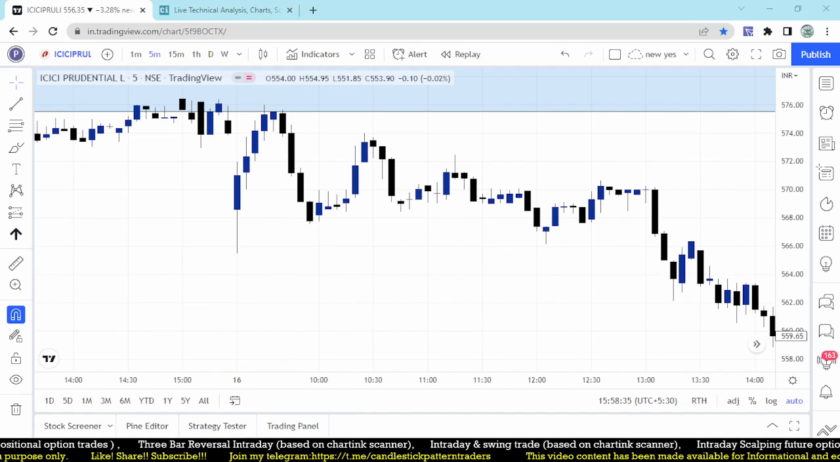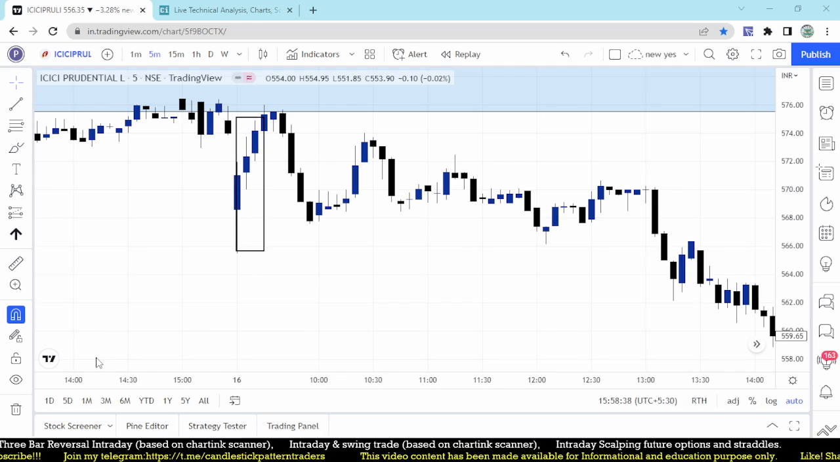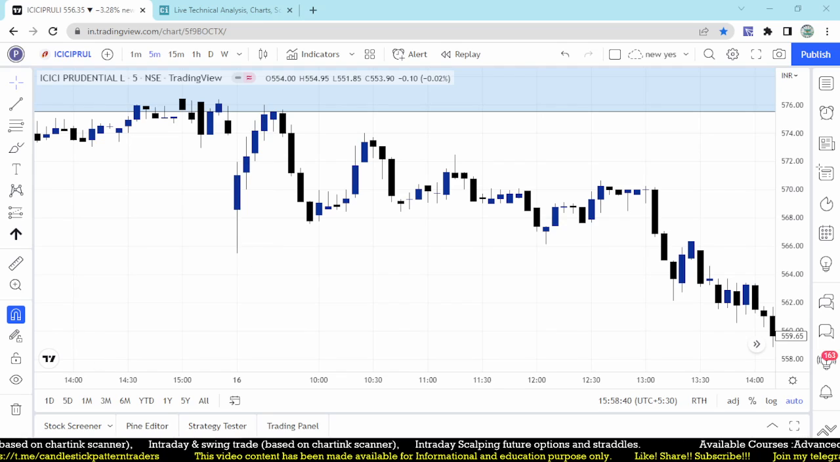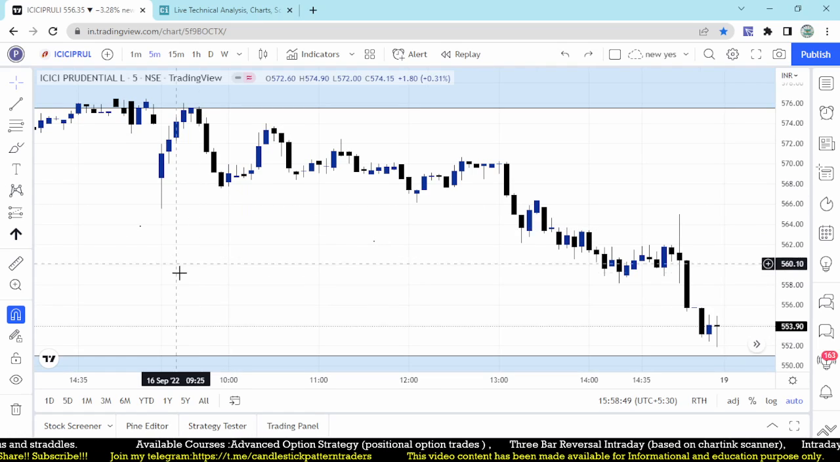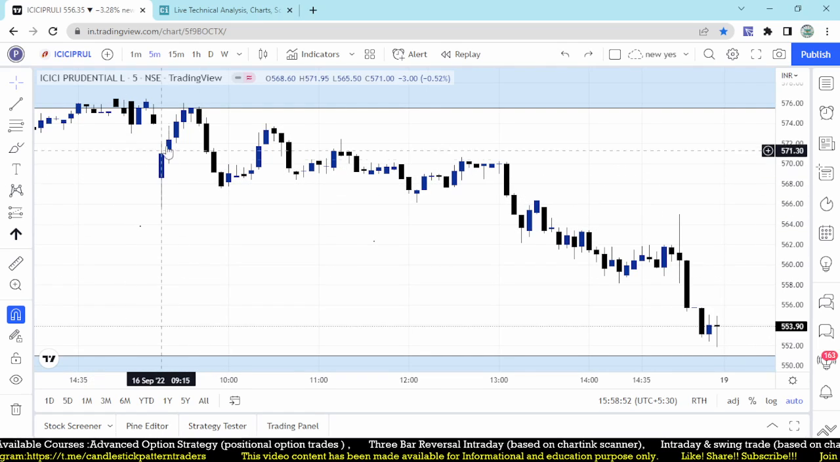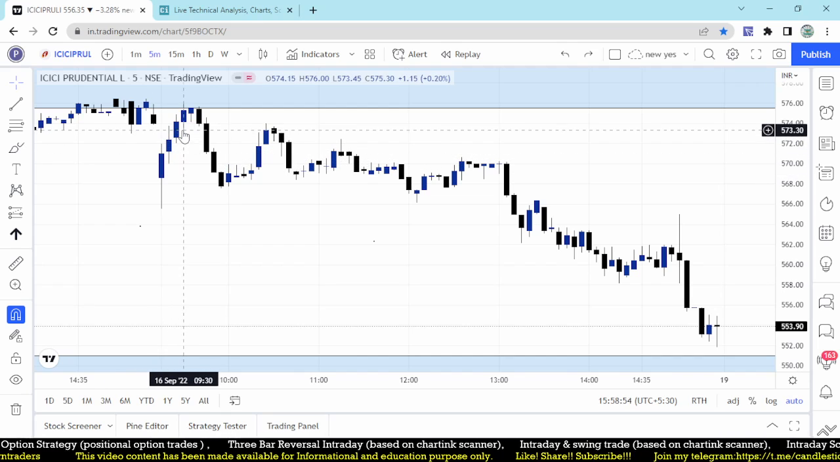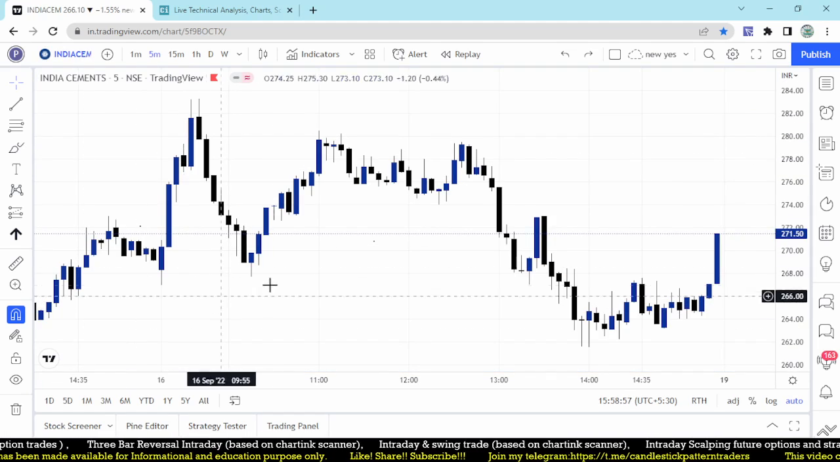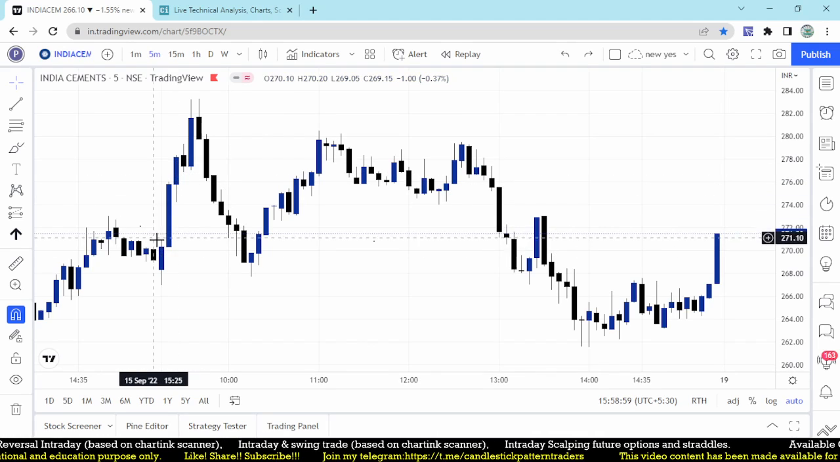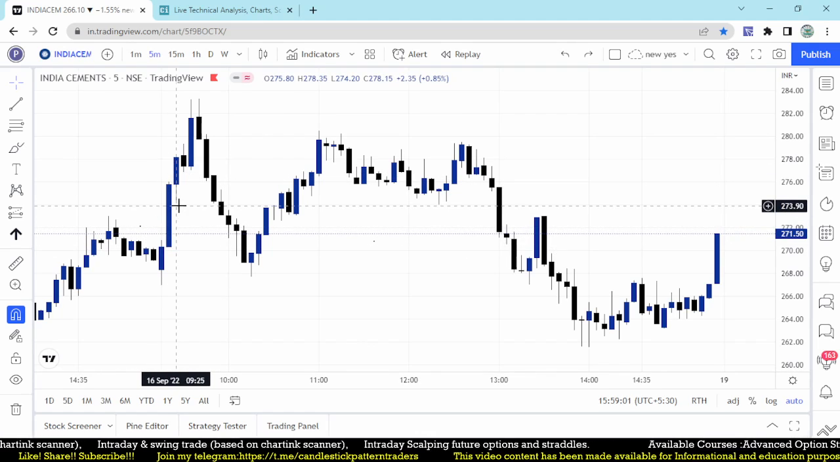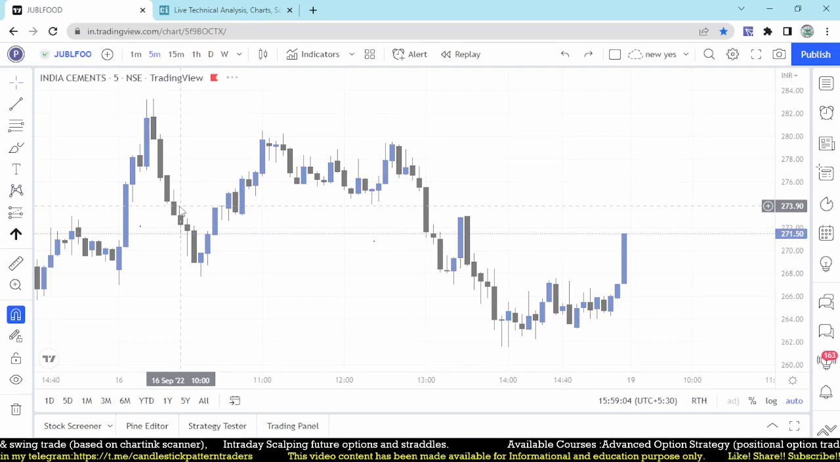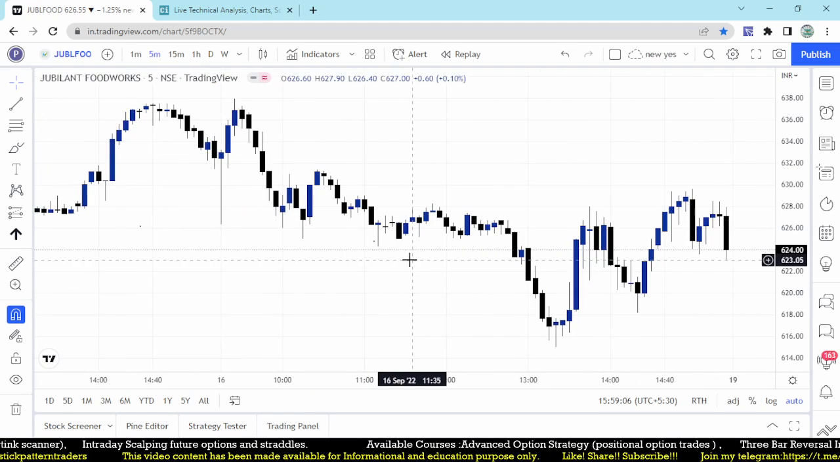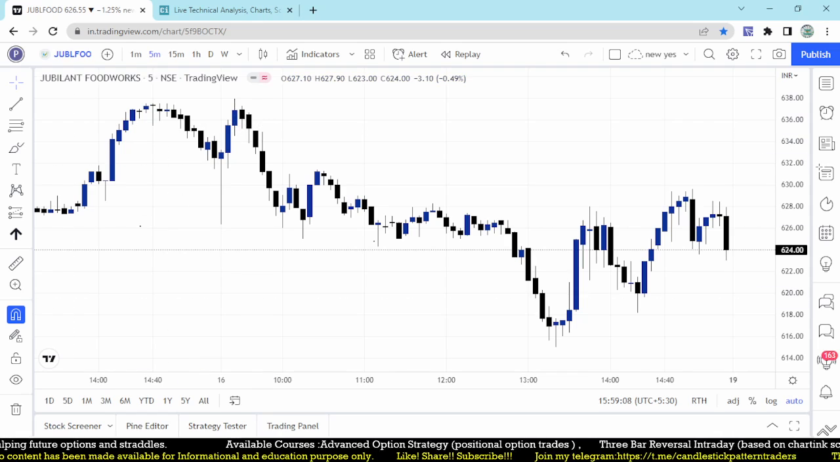Let's look at this ICICI Bank. The first three candles were bullish, right? And the stock we discussed previously, India Cement, let's look at that. ICICI Prudential: the first three bars are positive, and in India Cement the first three candles were positive. Let's go for Jubilant Food, where the first three bars are also positive, 1, 2, 3, right?